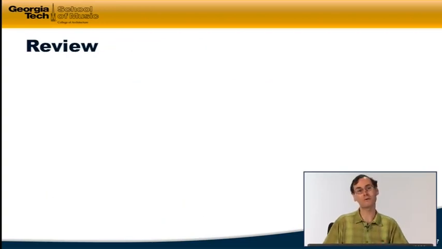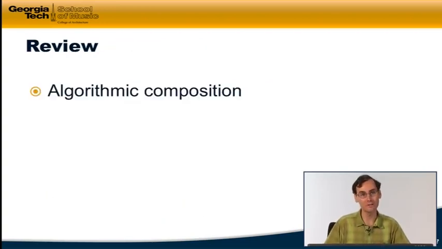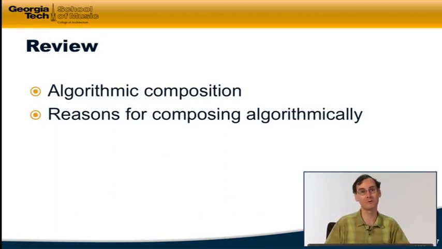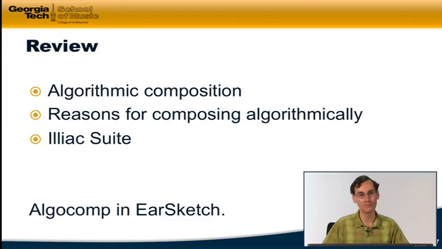So to review what we've covered in this module, in this video, we've talked about algorithmic composition and what it is, and we've talked about reasons for composing algorithmically, and we looked at a historical example, the Iliac Suite by Hiller and Isaacson. What we're going to look at in the next video is how to take some of these ideas of algorithmic composition and start to use them within the EarSketch API for Python.